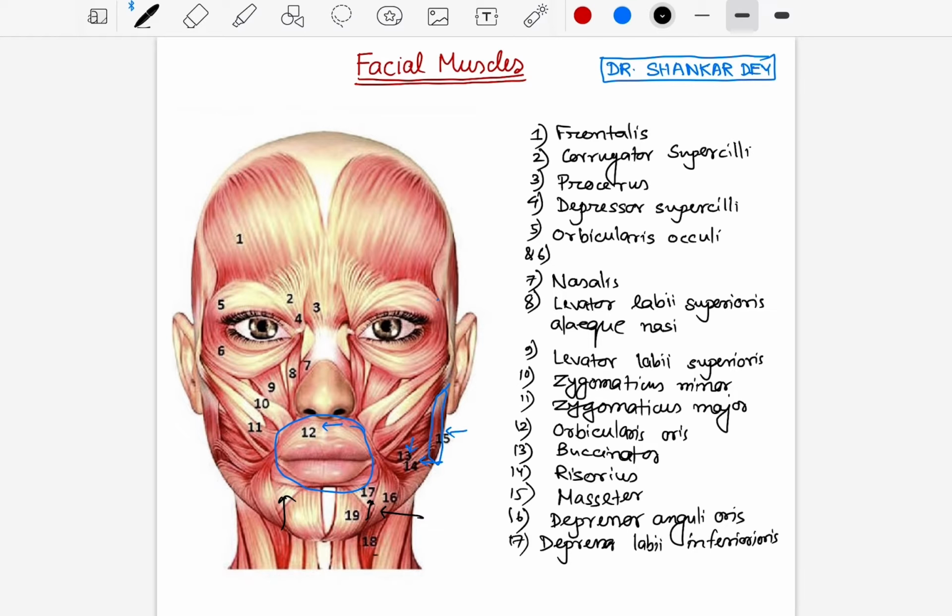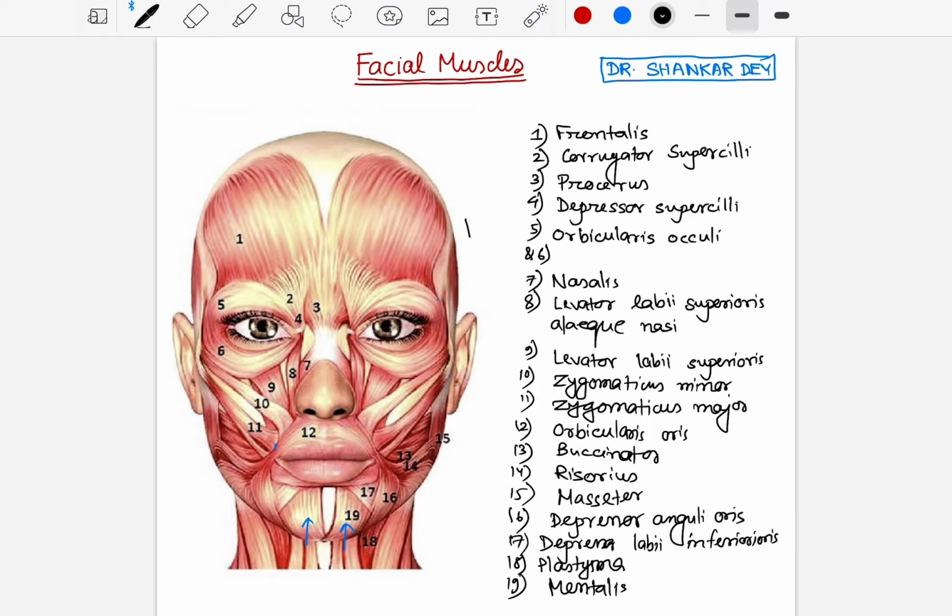And what is this muscle in the neck? Number 18 is platysma. And another muscle, the last muscle in this image, is number 19. This muscle is at the region of the mentum, that is why it is named the mentalis muscle.